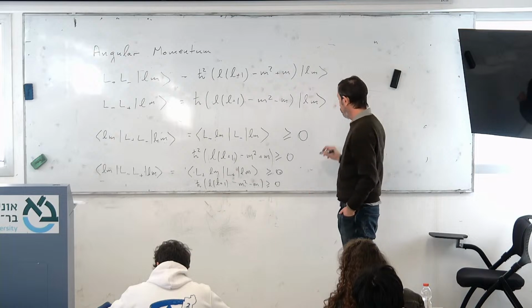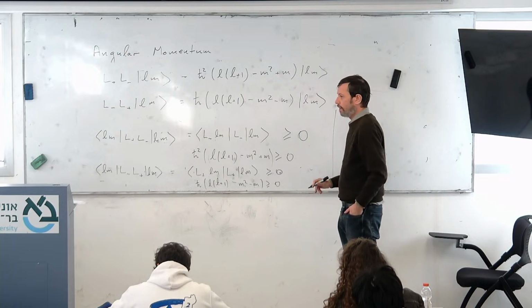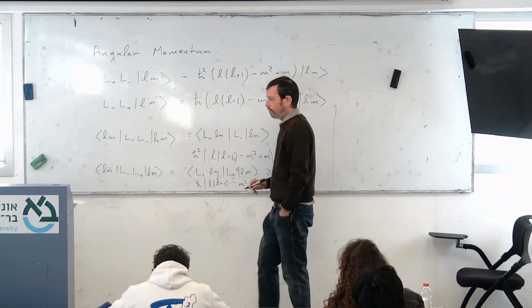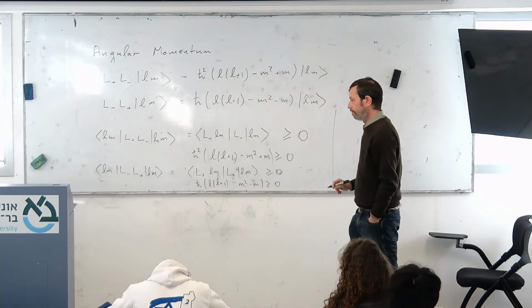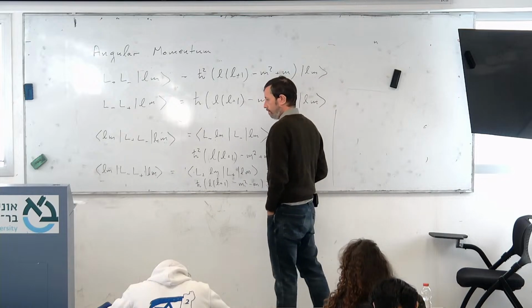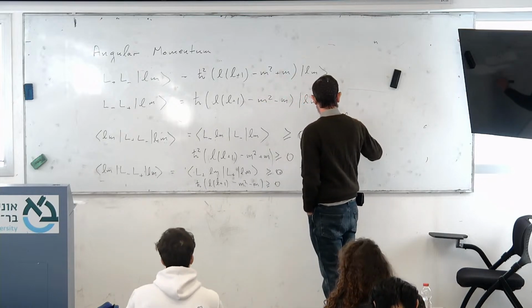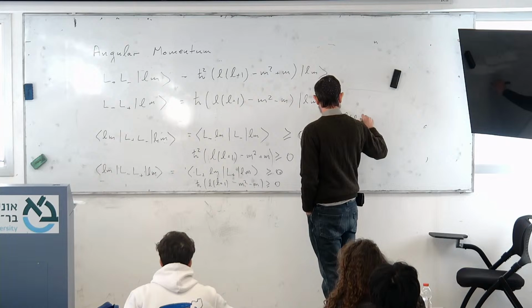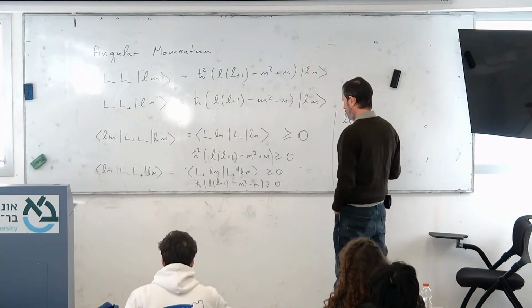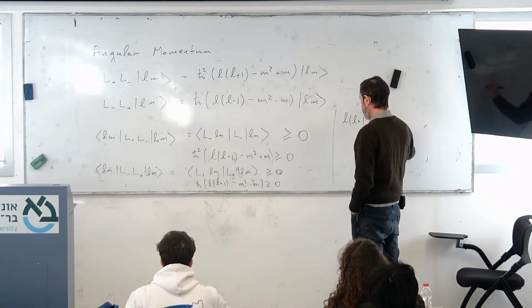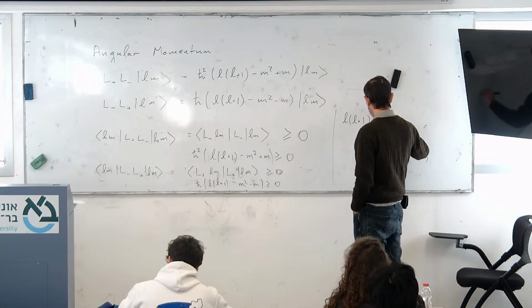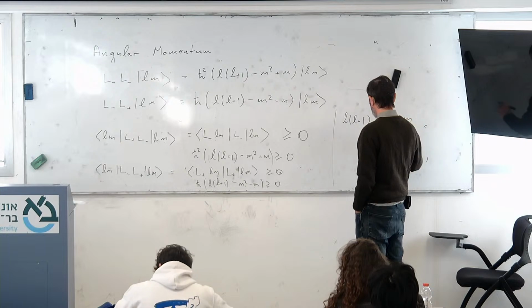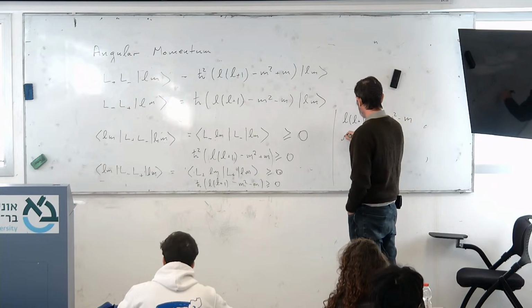From these two simple considerations, I'm getting a very interesting conclusion. From the first one, L times L plus 1 has to be larger than m squared minus m. And from the second, it has to be larger than m squared plus m.